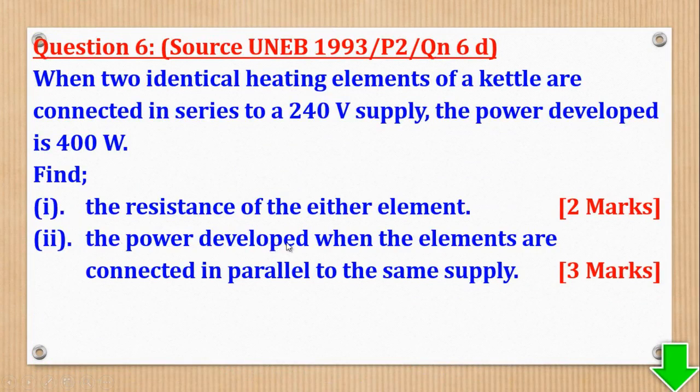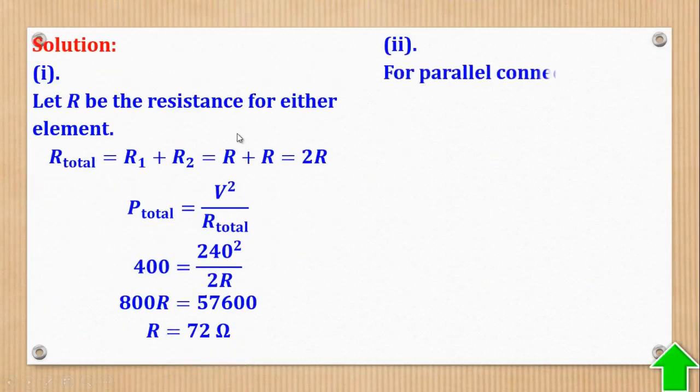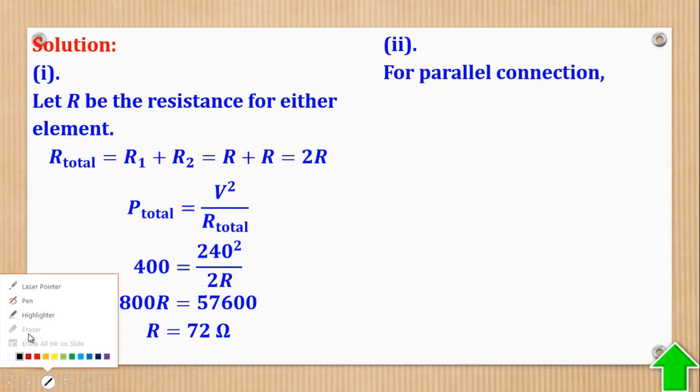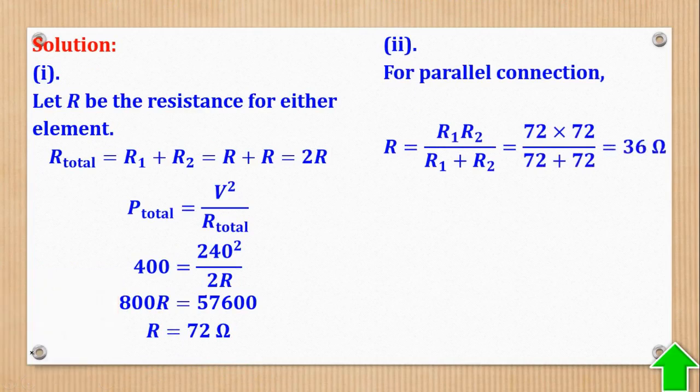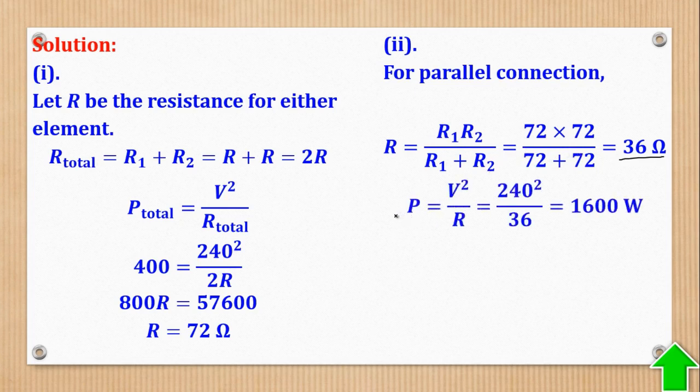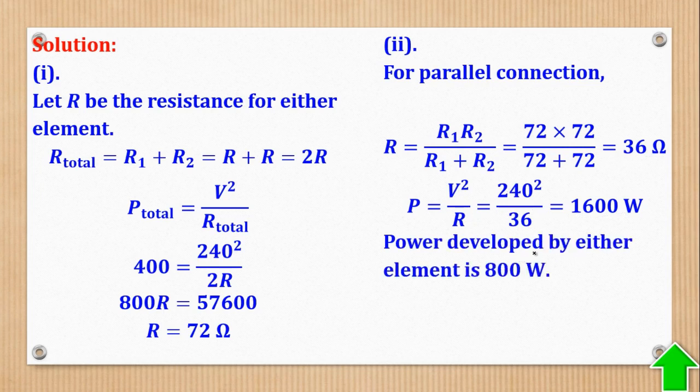Roman 2, the power developed when the elements are connected in parallel to the same supply. So what if they were connected in parallel? It implies that total resistance would be product over sum, which is 36 ohms. Therefore, the power will be V squared over R. V squared is that, R is that, to give you 1600 watts. So power developed by either element is 800 watts.